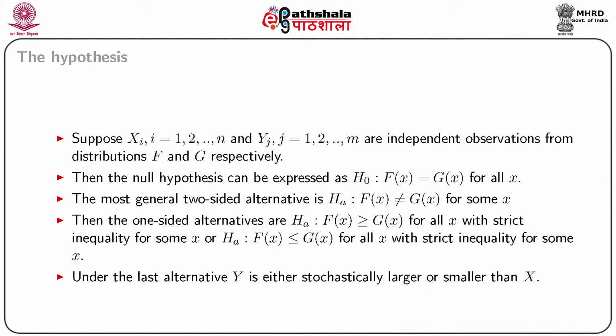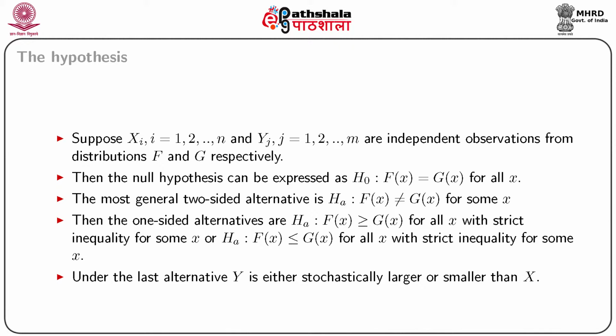Suppose x_i are n observations and y_j are m observations. All are independent, from distributions F and G respectively. Then the null hypothesis can be expressed as F(x) equal to G(x) for all x. The alternative is either one-sided or two-sided. The most general two-sided alternative is expressed as F(x) not equal to G(x) for some x. And the one-sided alternatives are either F(x) greater than or equal to G(x) for all x with strict inequality for some x, or F(x) less than or equal to G(x) for all x with strict inequality for some x.